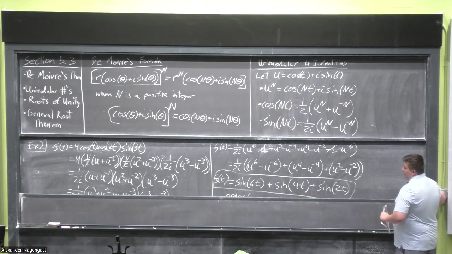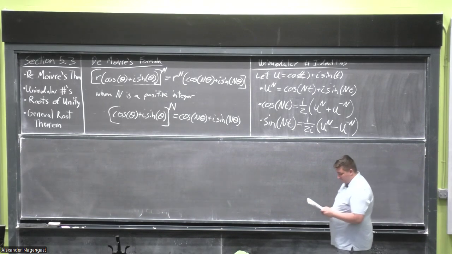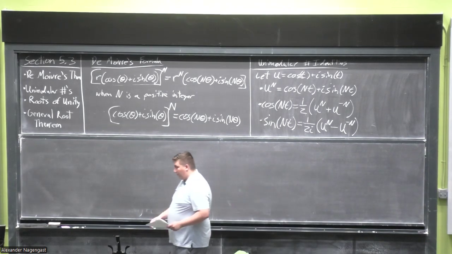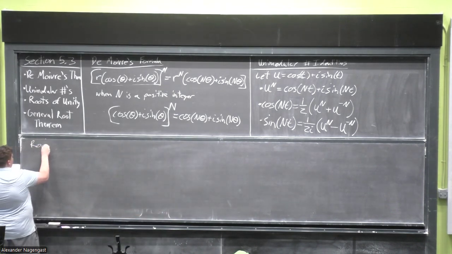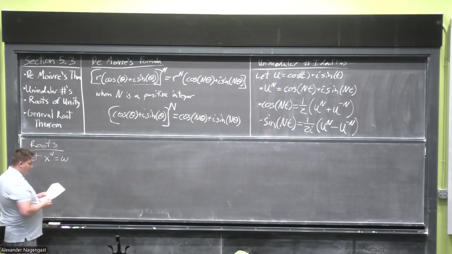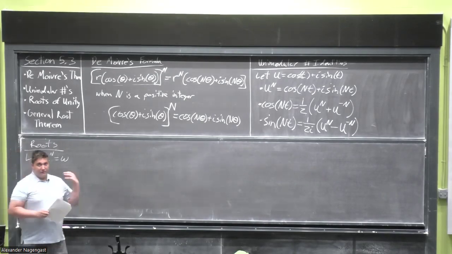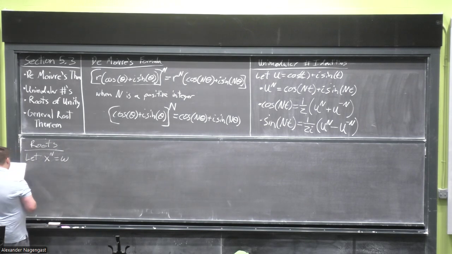Well, we want to find the roots of unity for problems. But let's first talk about what a root of unity is. So first, talk about roots. And we want to let x to some number n is equal to omega. And omega is generally fixed and often is known. We know exactly what number we're trying to reach here. And it's going to be a complex number.